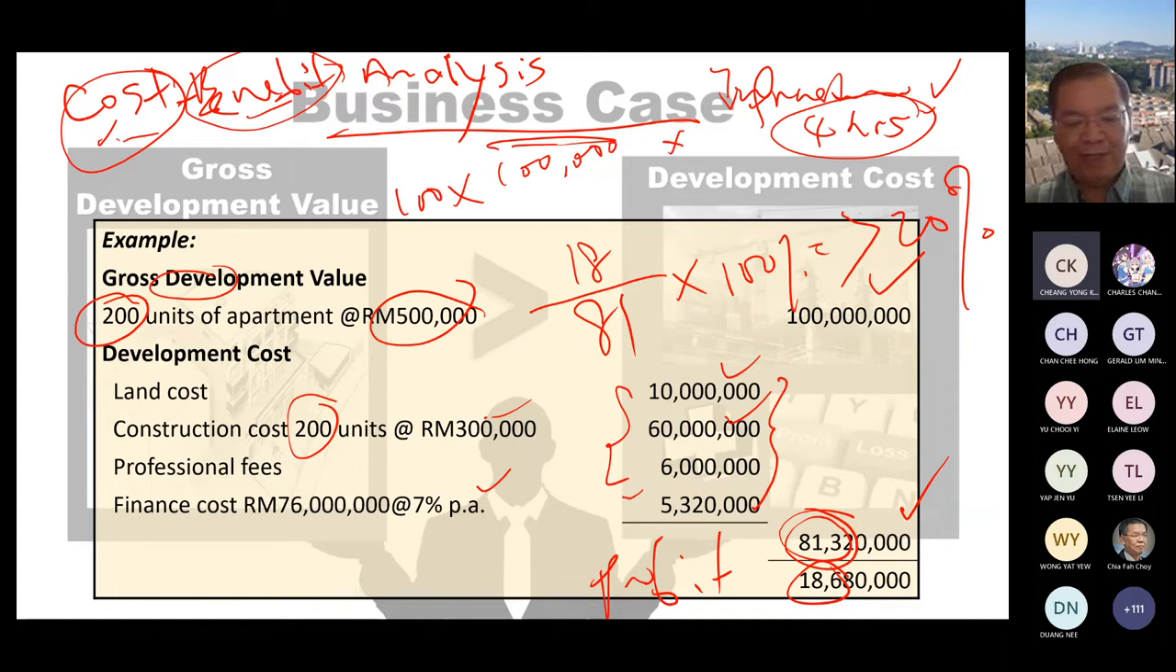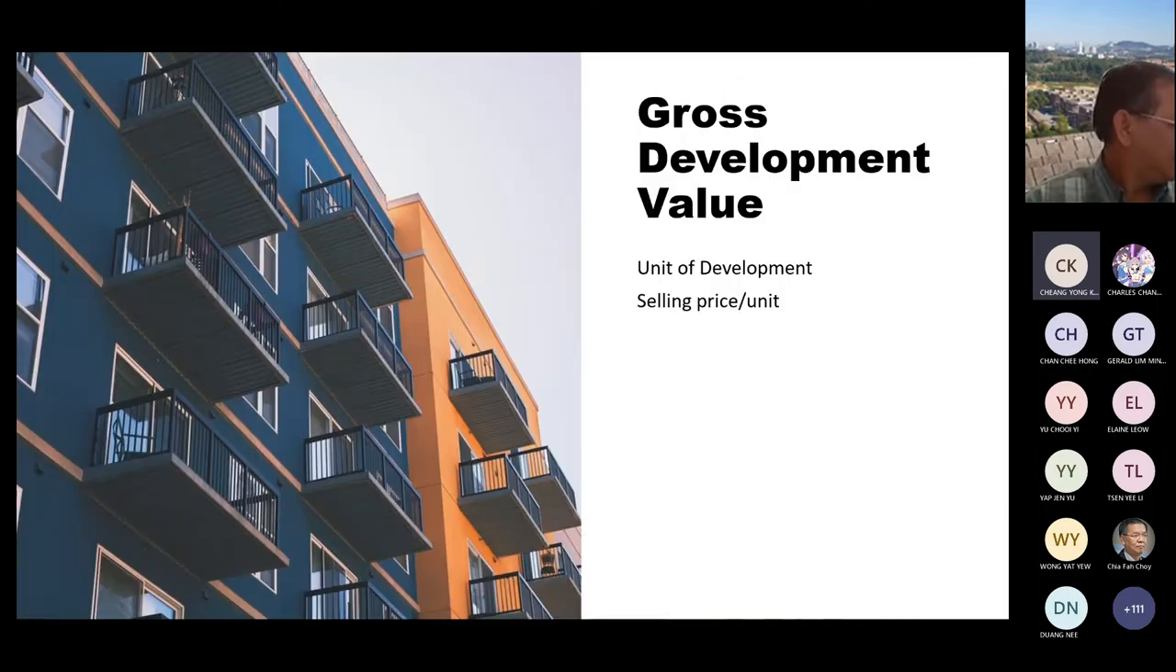So this is what it means by business case. Any questions? Any questions? Is it clear, Charles?